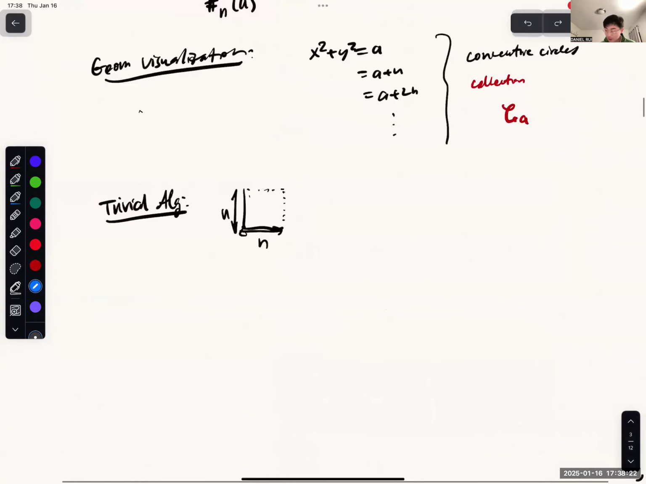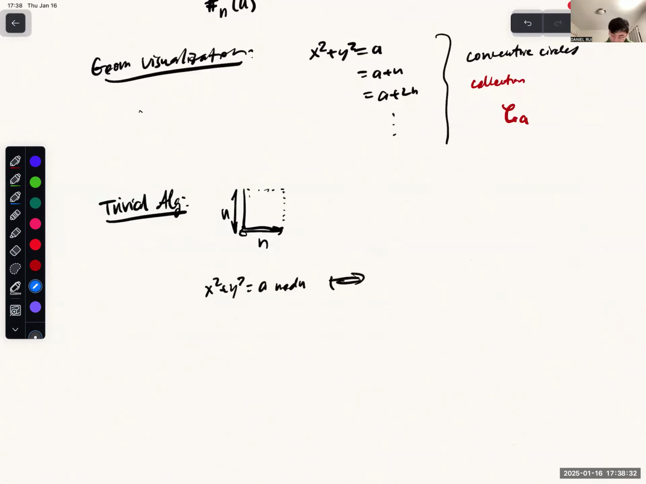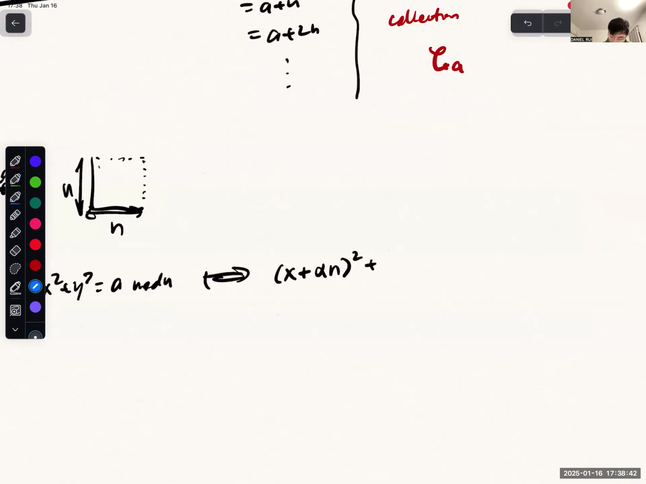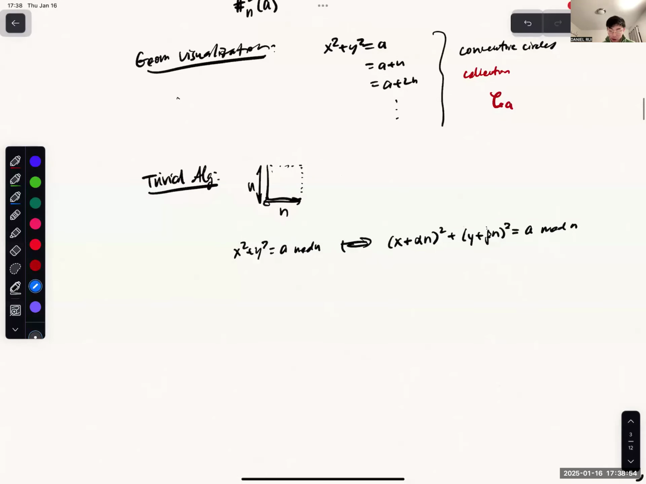But why is it true in general? Well, it's very trivial. It comes from the observation that if x squared plus y squared equals a mod n, then x plus alpha n squared plus y plus beta n squared is equal to a mod n as well, right? So absolutely trivial. But this tells us that all solutions occur periodically.